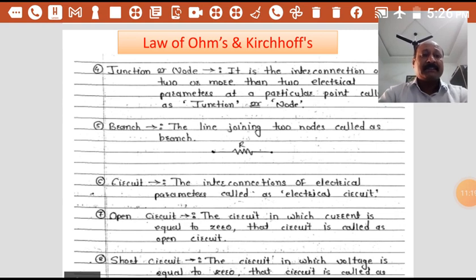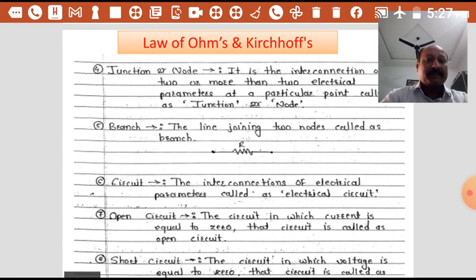Next is the short circuit. The circuit in which the voltage is equal to 0, that circuit is called a short circuit. Voltage equal to 0 means the circuit is sometimes short circuited. Under that condition, the fan will not start. But what is the difference between open circuit and short circuit? In the open circuit, the current becomes 0, and in the short circuit, the voltage becomes 0.